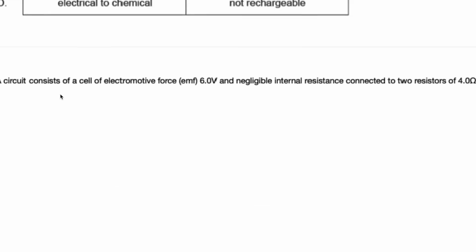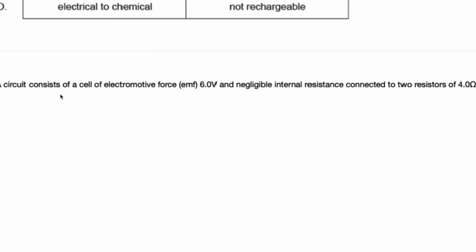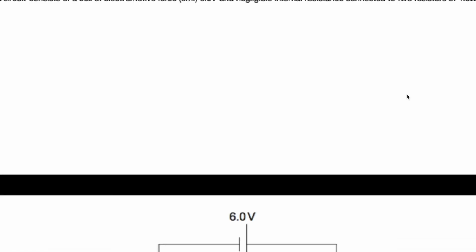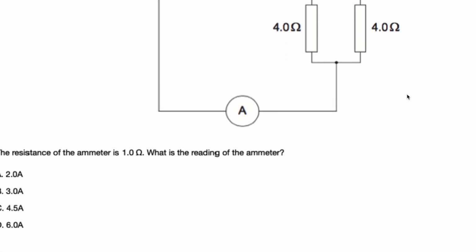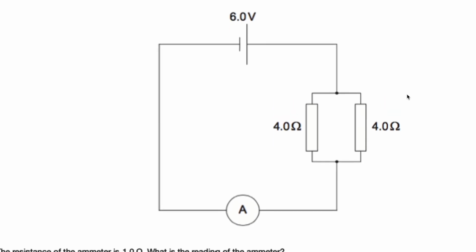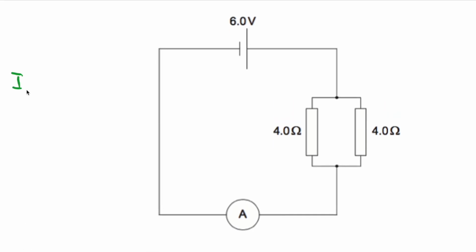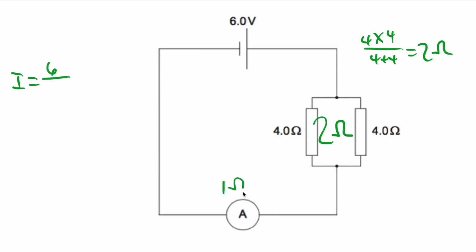A circuit consists of a cell of electromotive force 6 volt and negligible internal resistance connected to 2 resistors of 4 ohms. The resistance of the ammeter is 1 ohm. What's the reading on the ammeter? So the reading is equal to the current, 6 volt over the sum of the resistance of the circuit. So here is gonna be 4 times 4 over 4 plus 4, which is 2 ohm.